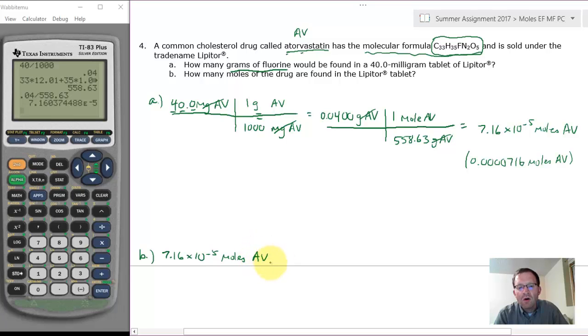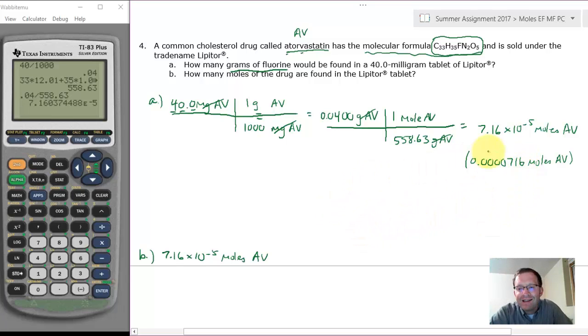It's really important to notice that labeling your answers can be a huge benefit to you. Because if you didn't label this answer, and we just had 7.16 times 10 to the negative 5, you might not even realize that that's going to be the part B result that we needed. And you might later on find yourself redoing a bunch of things because you didn't label your work. So make sure you do.